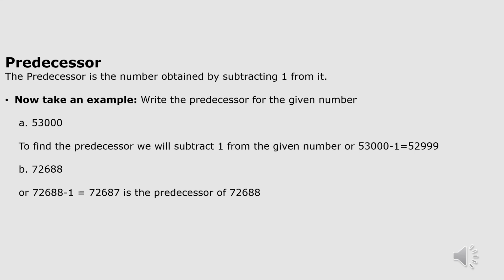Now, let us see what is predecessor. The predecessor is the number obtained by subtracting 1 from it. Let us take an example. Suppose you have to write the predecessor for the given number. Take a number, say 53,000. To find its predecessor, just subtract 1 from it. So, the predecessor for the given number is 52,999.